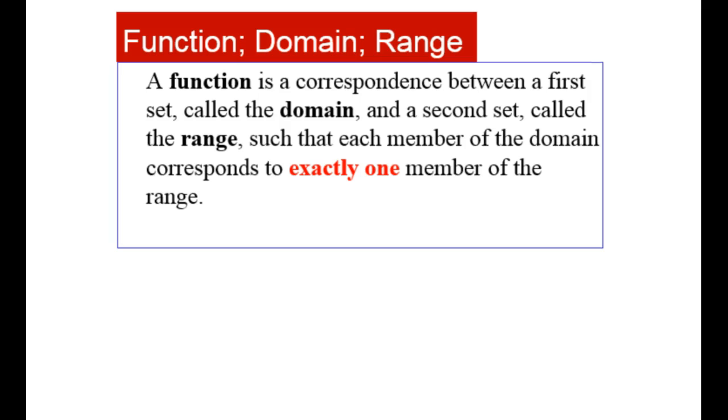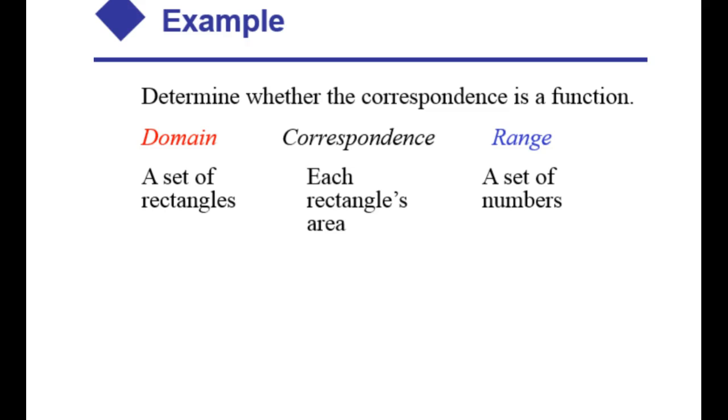So a function is a correspondence between a first set called the domain, that's the x values, and a second set called the range, such that each member of the domain, every value of x, there's only exactly one member of the range, which is the y. So for every x, there's only one y.